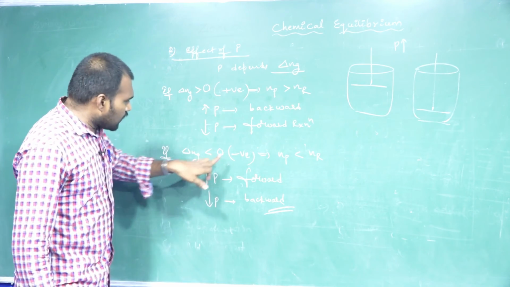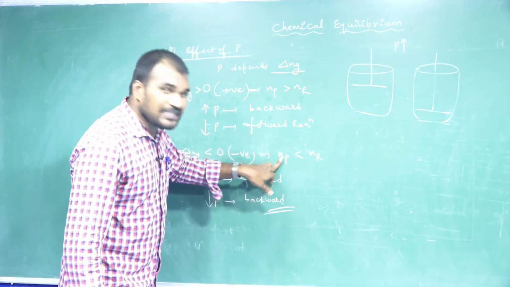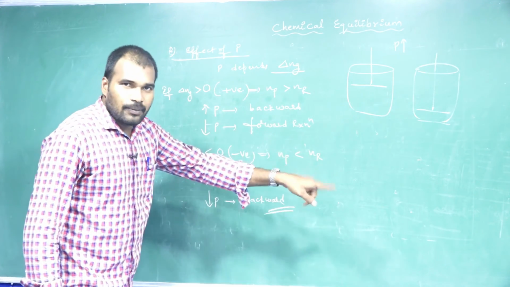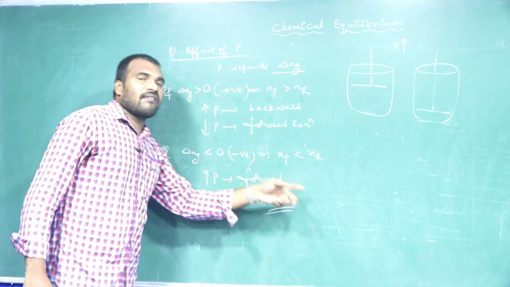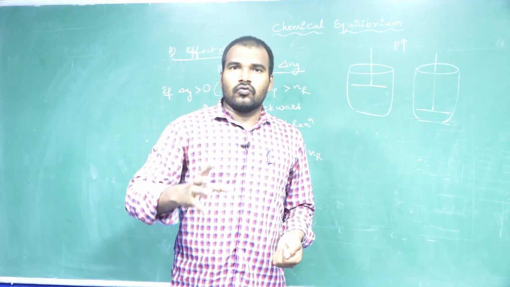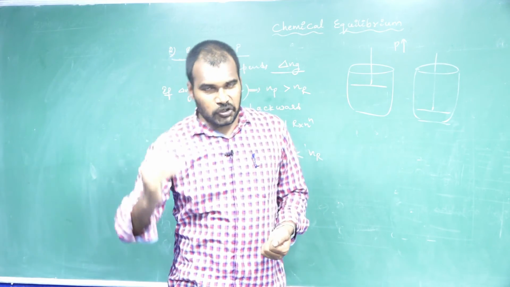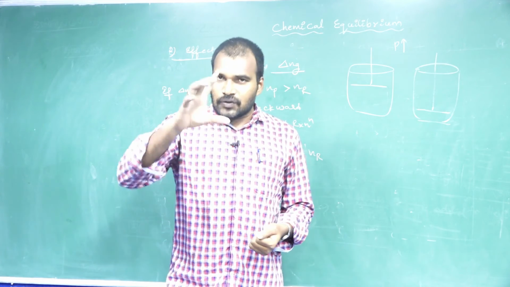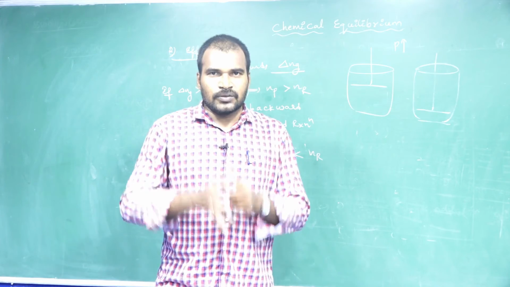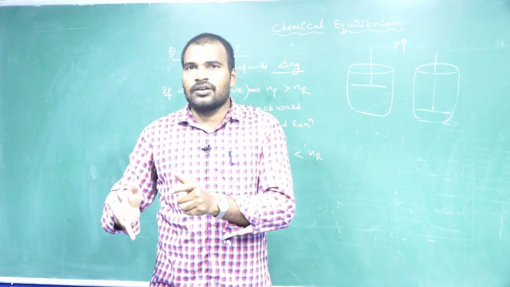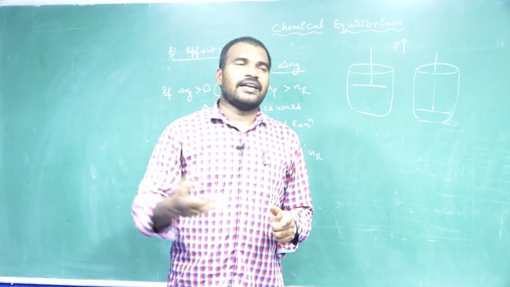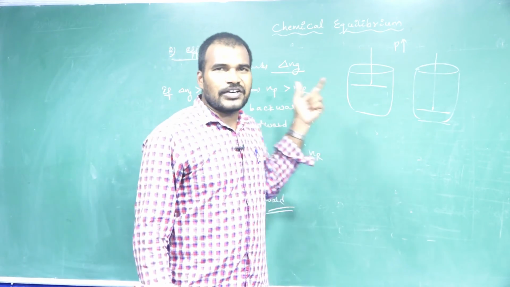In this case, delta Ng value is negative. Here Np is lesser than Nr, meaning the product side has fewer moles. So increased pressure is favorable to the forward direction. According to Le Chatelier, if you increase the pressure, it reduces the volume according to Boyle's law. To compensate for that disturbance, the equilibrium shifts to the direction where fewer moles are present. That effect was explained by Le Chatelier, the effect of pressure.